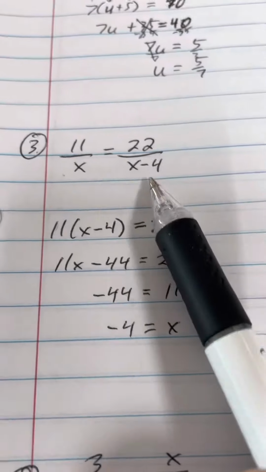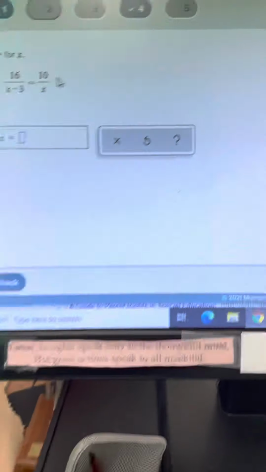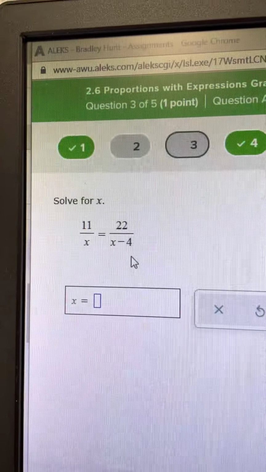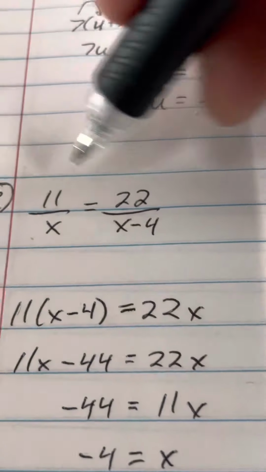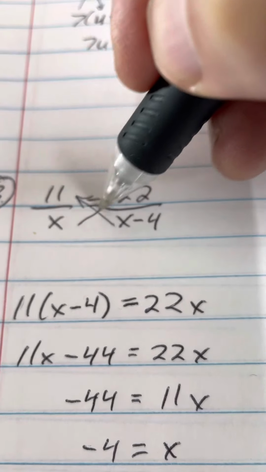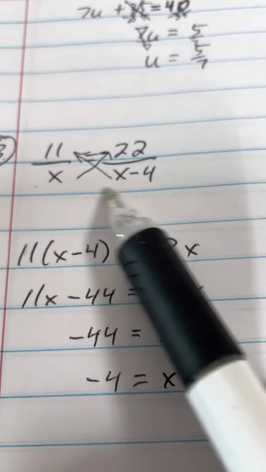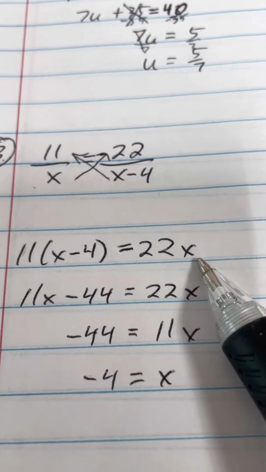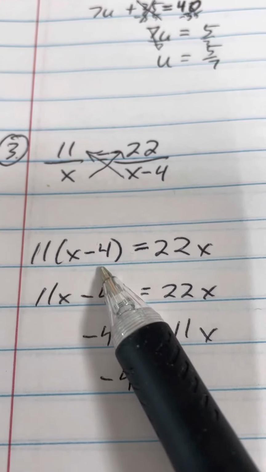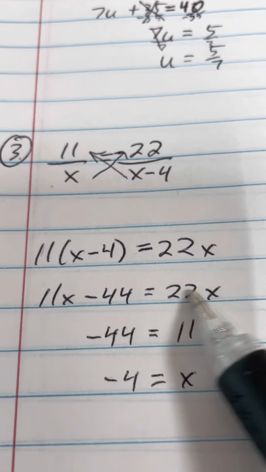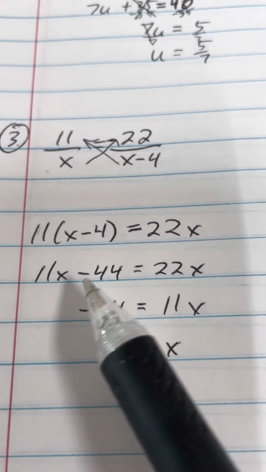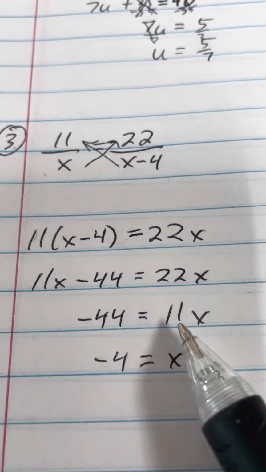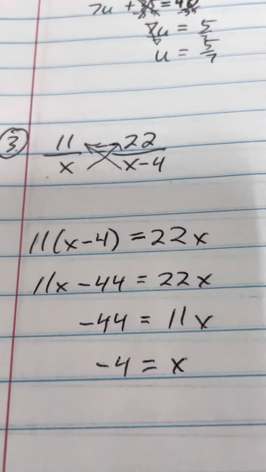For number 3, I have this proportion to solve. So I just cross multiply, and you could see 11 times x minus 4 looks like this. 22 times x looks like this, 22x. I distribute: 11x minus 44 equals 22x. I subtract 11x from both sides, and then I divide both sides by 11, and I get x equals negative 4.